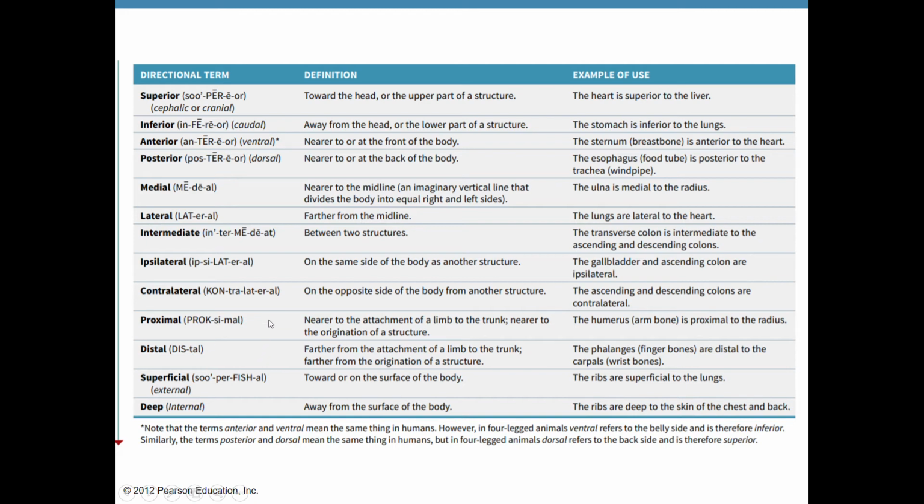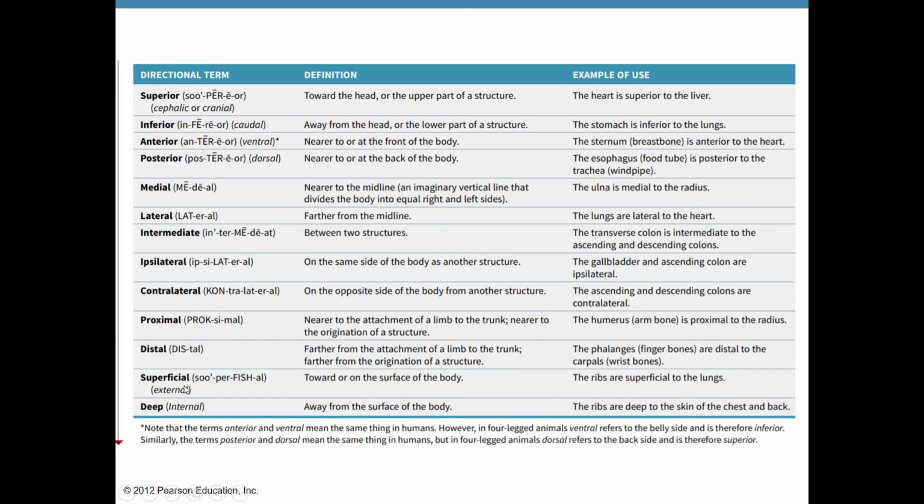So we say proximal, mas malapit doon sa point of attachment. Saan sila na-attach? And we say distal, mas malayo doon sa point of attachment. So nakuha, example of proximal, so yung humerus or your arm bone is proximal to the radius. Mas malapit ang humerus kaysa sa radius sa point of attachment natin. On the other hand, distal, farther from the attachment of limb to the trunk. So the phalanges are distal to the carpals or wrist bones.